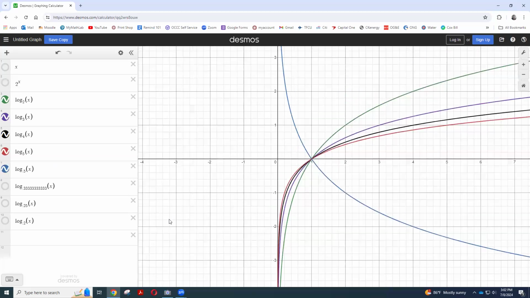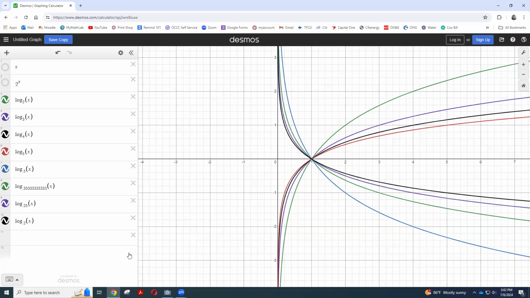Now, what happens when I change that base to something less than 1 but bigger than 0? They have a little bit of a different shape right here. You can see now that it's decreasing faster, because notice it's getting more shallow, decreasing faster and decreasing the fastest.